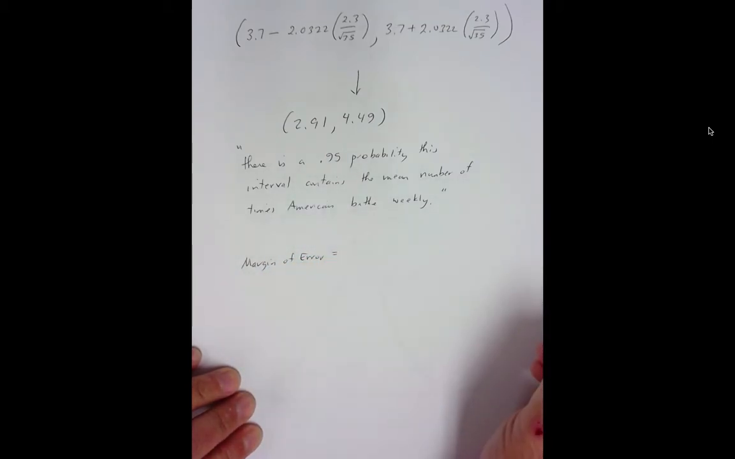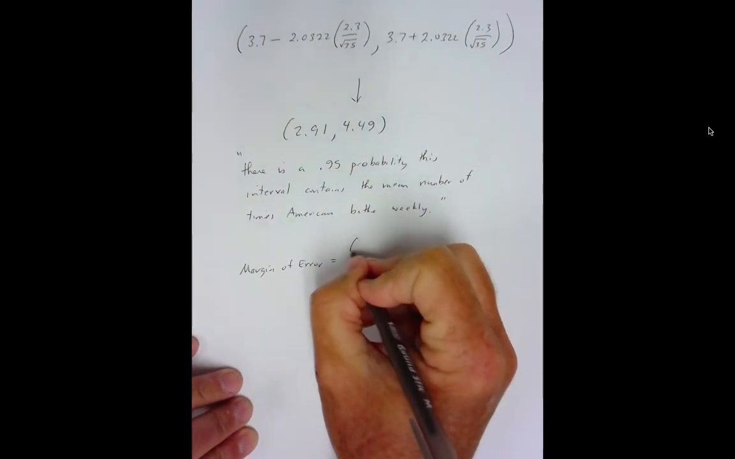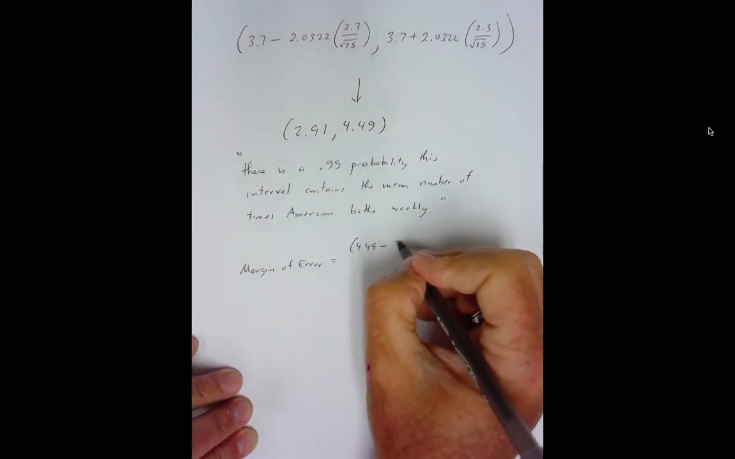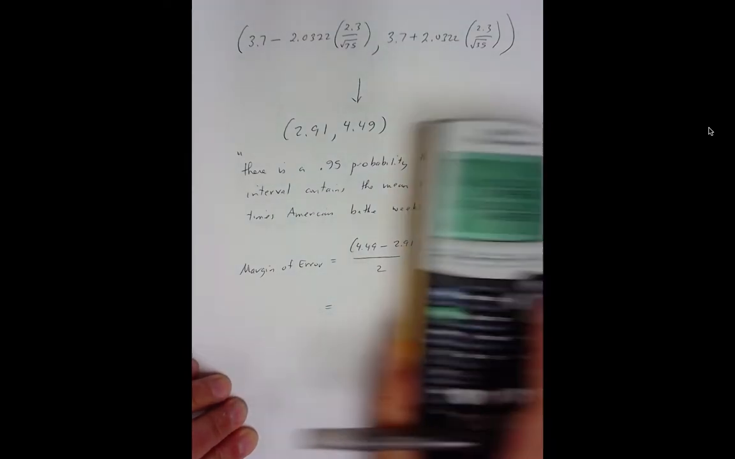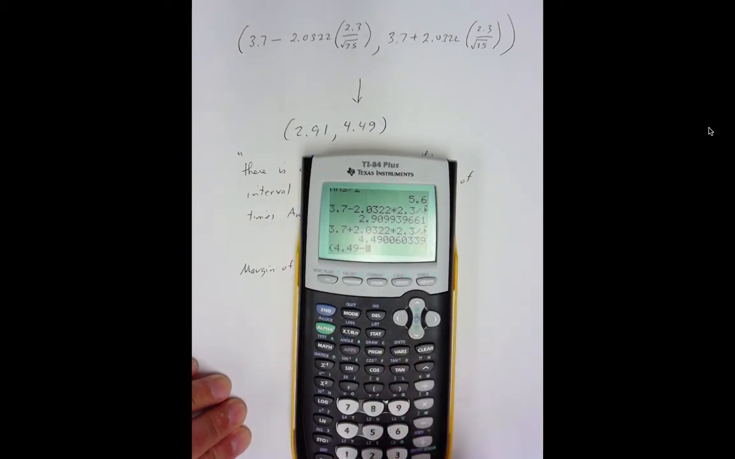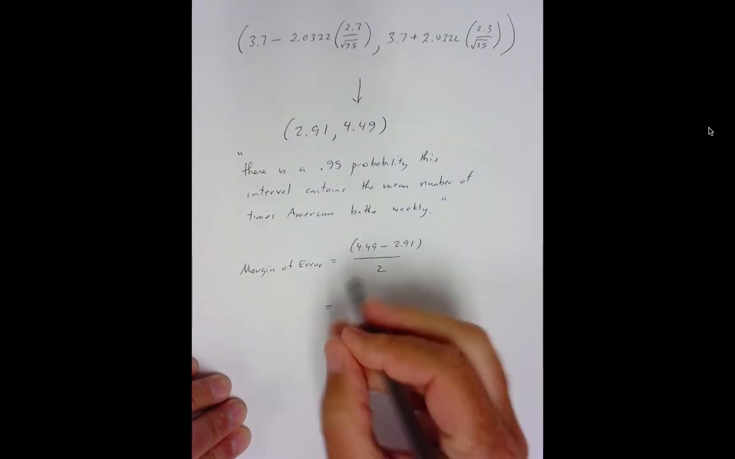Guys, how do we find margin of error? What did we do in the last video? Big number minus small number over 2. Plus or minus 0.79.